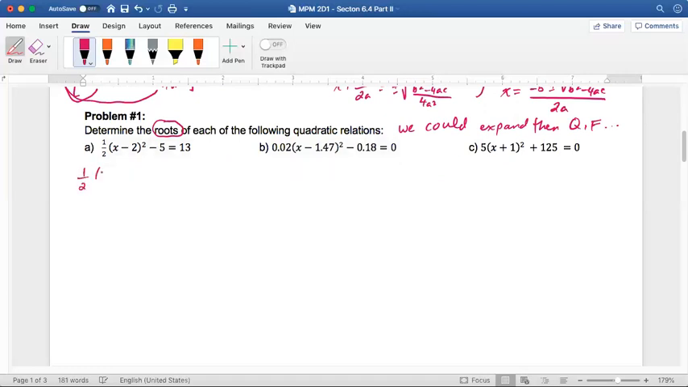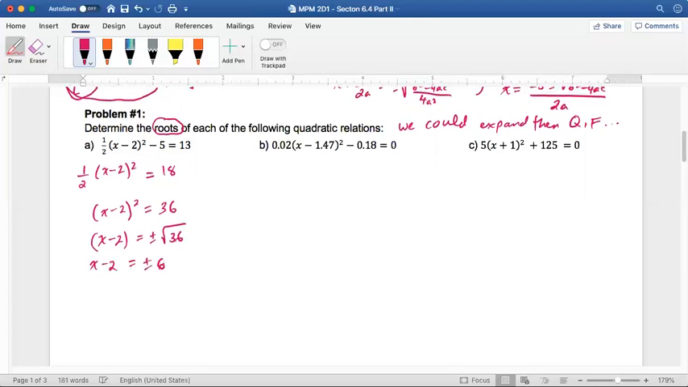So we've got 1/2 (x minus 2) all squared minus 5 equals 13. I can bring that 5 to the other side and change it to positive 18. And now let's deal with this 1/2. I'm going to multiply both sides by 2, and I'll get 36 on the right-hand side. We have to undo the squared, which is the square root. Now, one of the things to keep in mind is that it's going to be plus or minus the square root of 36. So x minus 2 is equal to plus or minus 6.